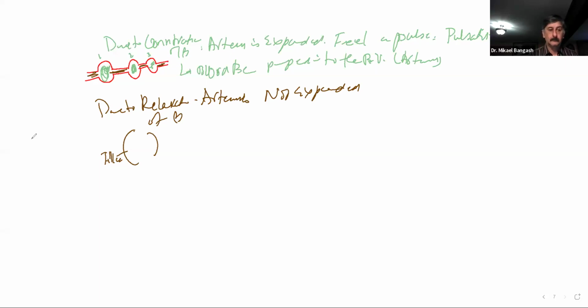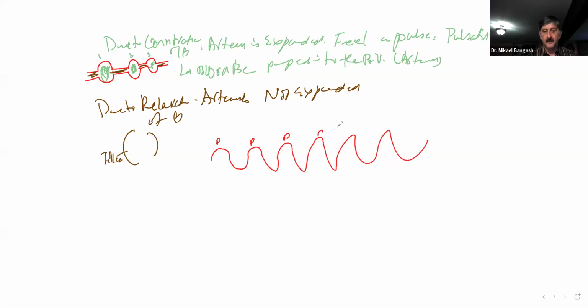Your artery goes expanding, collapsing, expanding, collapsing, like this. You can say this is a pulse, this is a pulse, this is a pulse. Which means this makes a pulsatile flow.